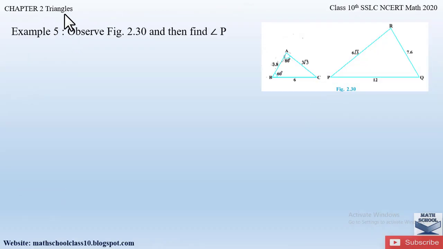Example number 5 from chapter 2 triangle says, observe the figure 2.30 and then find angle P. So this is the figure 2.30 and here they have given us two triangles, that is ABC and PRQ. If you observe this figure, you can notice that sides of both the triangles are given, that is AB, BC and AC sides are given, and similarly here RP, PQ and RQ side values are given, and also they have given us the angle A and angle B of triangle ABC. So we have to find this angle P.